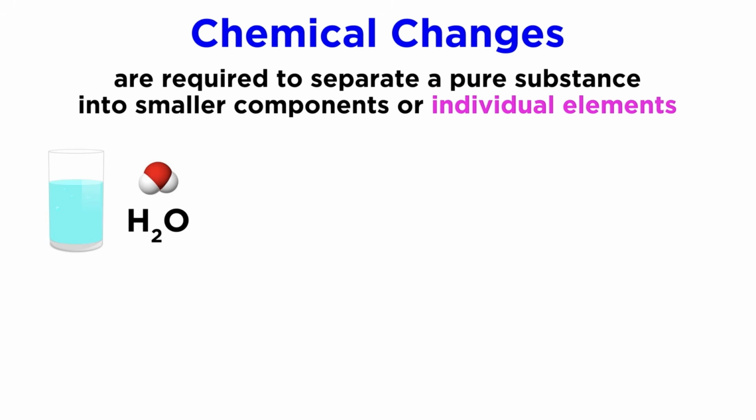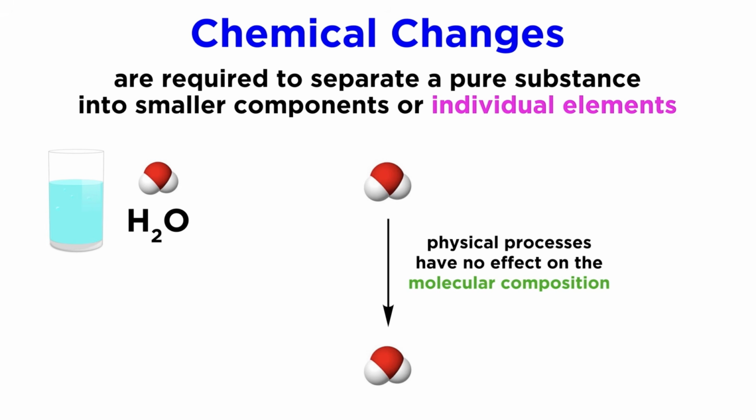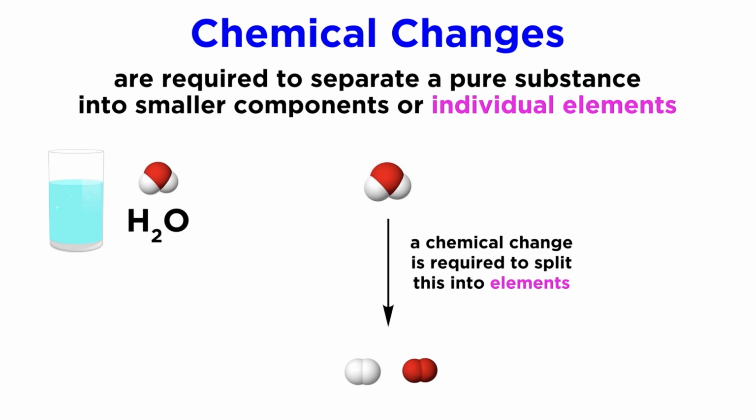If you are looking at a sample of water, which is a pure substance, it is made of many, many water molecules. Each molecule is made of one oxygen atom and two hydrogen atoms, but we cannot split water molecules into these elements by a physical process, as each molecule will behave the same way no matter what physical process we subject them to. We can only break apart the chemical bonds that hold the oxygen and hydrogen atoms together by inducing a chemical change.